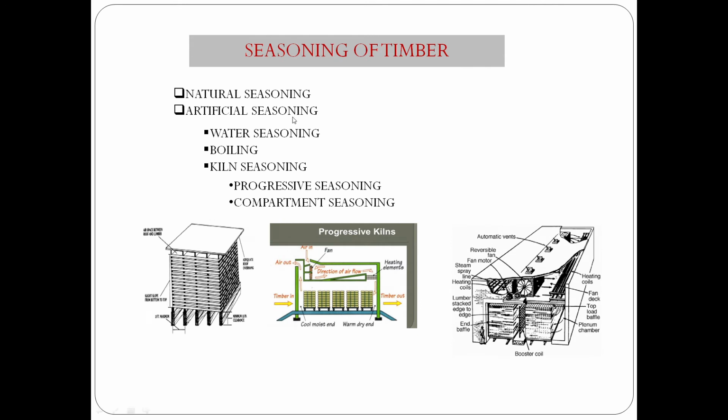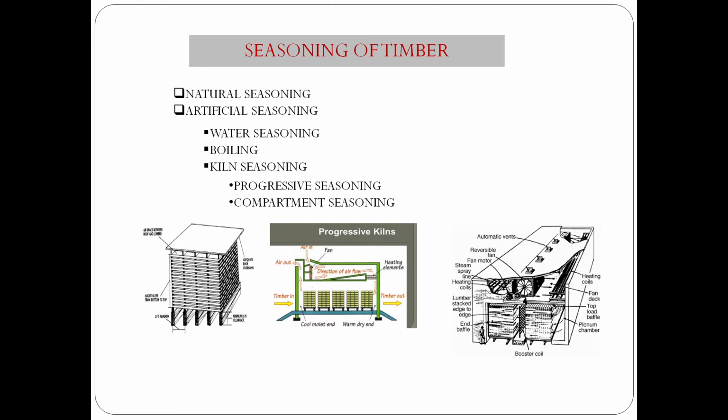Now we'll move to the next point, seasoning of timber. Seasoning is the process of drying timber to remove the bound moisture contained in the walls of the wood cells to produce seasoned timber. Seasoning can be achieved in a number of ways, but the aim is to remove water at a uniform rate through the piece to prevent damage to the wood during drying.